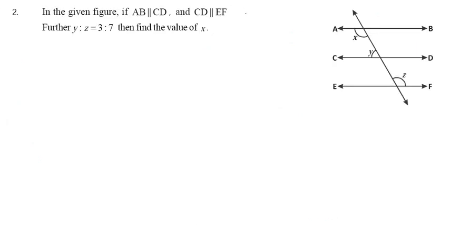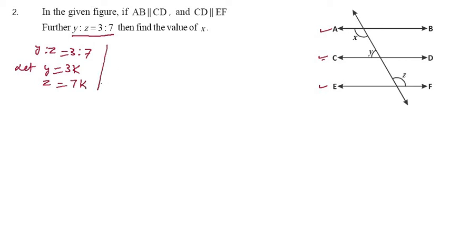Let us see in this figure. AB parallel to CD, you can see AB and CD both are parallel, and CD is parallel to EF. So this one is CD and EF. So all these three lines are parallel. Now here y is to z is given as 3 is to 7. Find the value of x. So let us see. y is to z is given as 3 is to 7. So let y be equal to 3k and z be equal to 7k.